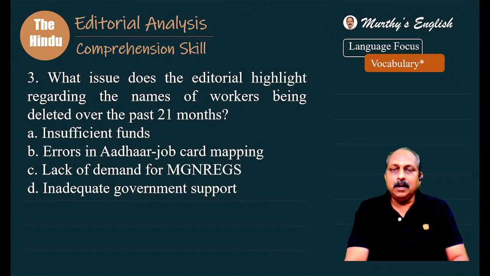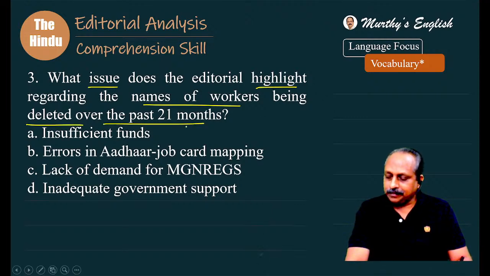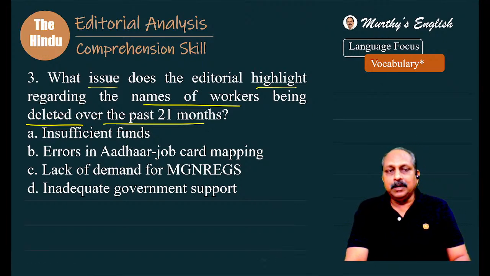What issue does the editorial highlight regarding the names of workers being deleted over the past 21 months? Some issue has been highlighted regarding the names of workers being deleted. What is the problem? Insufficient funds, not correct. Errors in Aadhaar job card mapping, lack of demand for this scheme, inadequate government support. What answer is here? It is B, obviously. Errors in Aadhaar job card mapping.